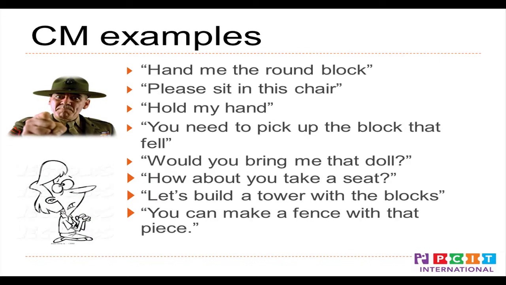So some more examples: hand me the round block, please sit in this chair, hold my hand, you need to pick up the block that fell. Those are the pretty clear commands. Would you bring me that doll? How about you take a seat? Let's build a tower with blocks. When you include that royal we, it can still be a command. And you can make a fence with that piece. So those sorts of things get at telling the child to do something, whether they're telling them very clearly it has to be done, or they're making the suggestion that it could be done or should be done. Okay.